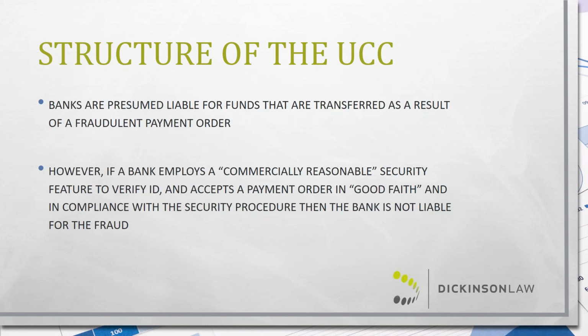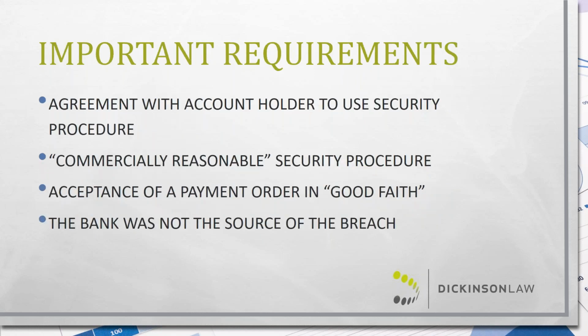If the bank does that and then the wire still goes out, then the bank has given itself a great deal of protection if for some reason the customer is able to come back and claim that it wasn't an authorized transfer. The keys for a financial institution to shift liability here are first and foremost to have an agreement with the account holder.